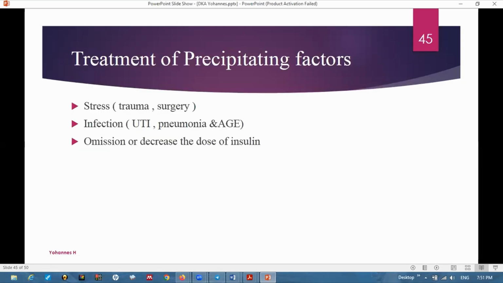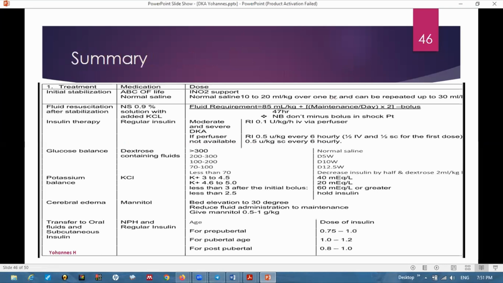So this is the summary. Initially we should check and manage the ABC of life. If the patient requires intubation, we should intubate. We should check the breathing and supplement with 100% oxygen, and circulation. If the patient is in shock, we should give 20 ml per kg over 15 minutes. The maximum fluid is 40 ml per kg. After that, we should start inotropes.